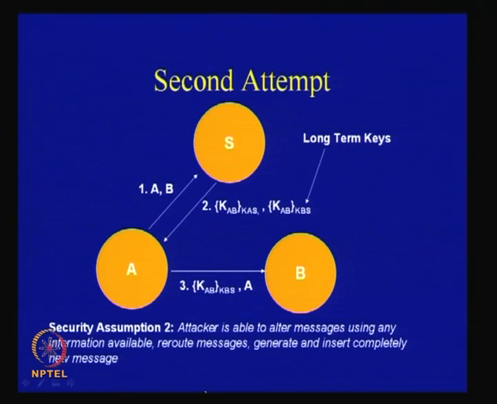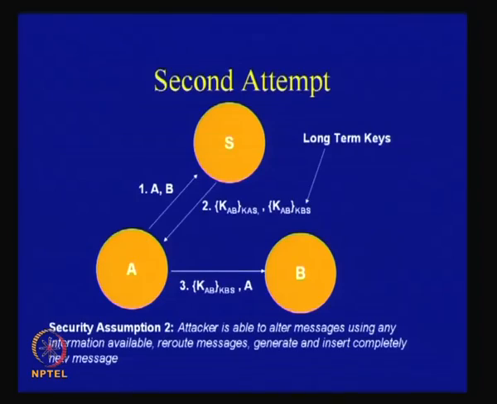The attack is possible because of this assumption, which is quite practical in a normal network: the attacker is able to alter messages using any information available. It is also able to reroute messages, and generate and insert completely new messages. So the attacker is not necessarily a passive attacker, but can be an active attacker as well. It is capable of altering messages and inserting new messages, and it does not just passively observe the network, but can also inject extra information into it.